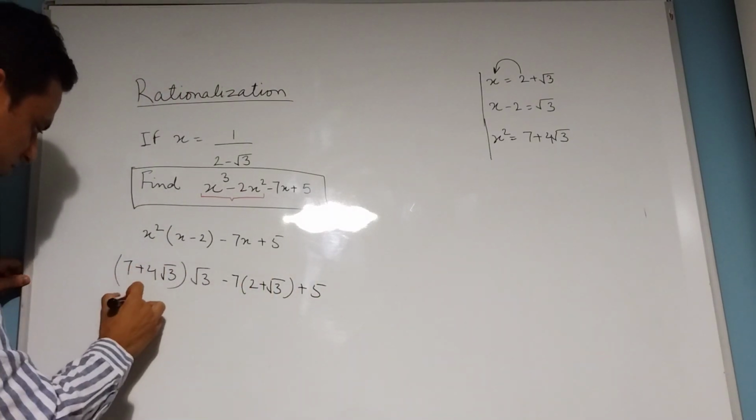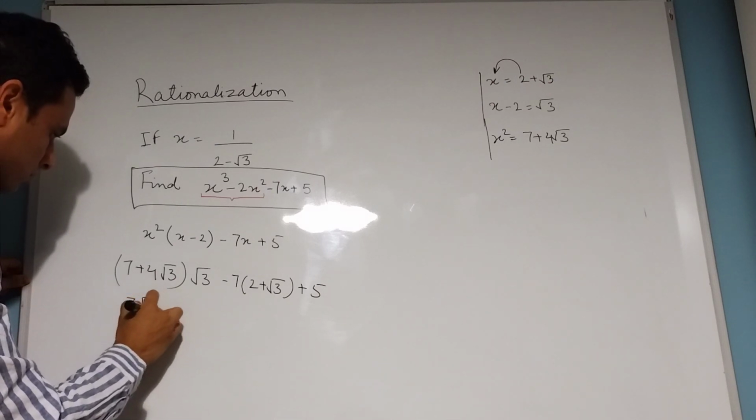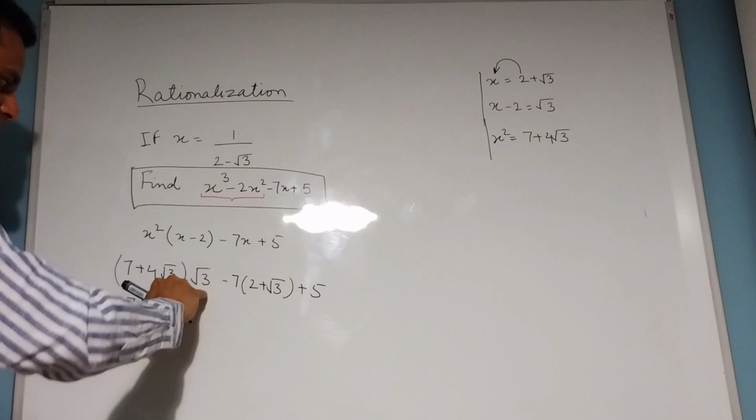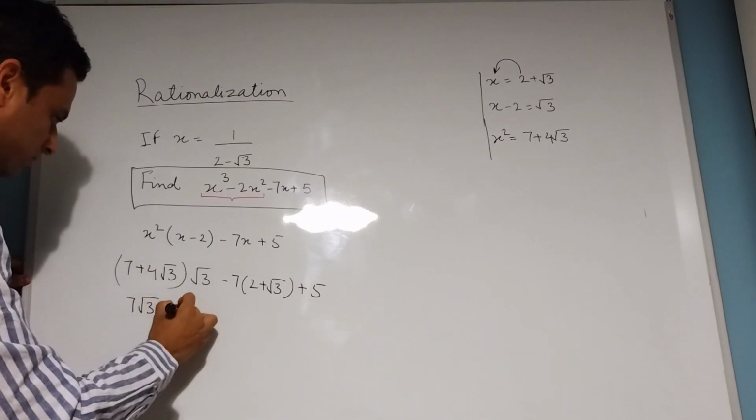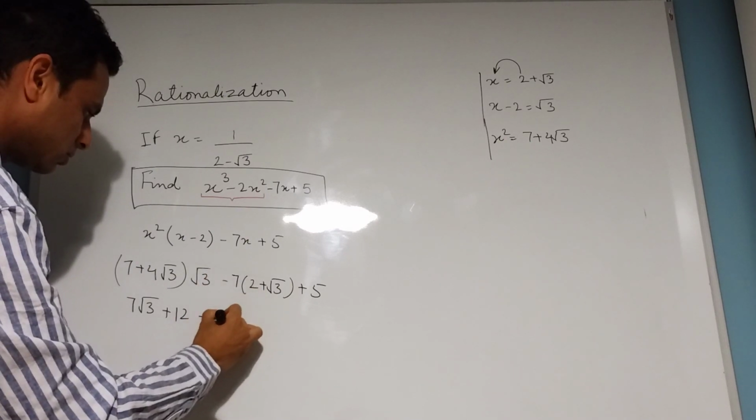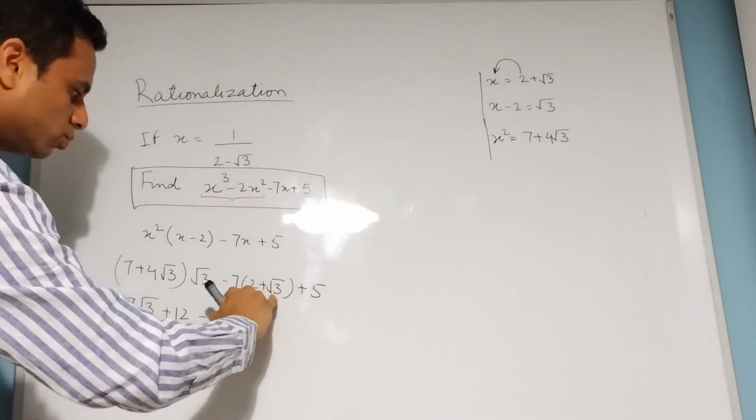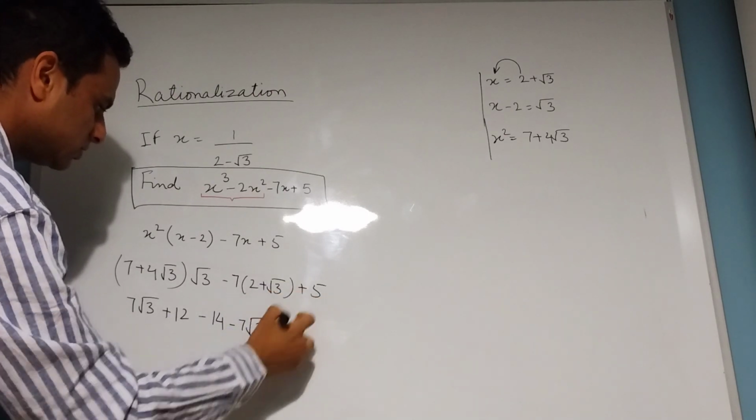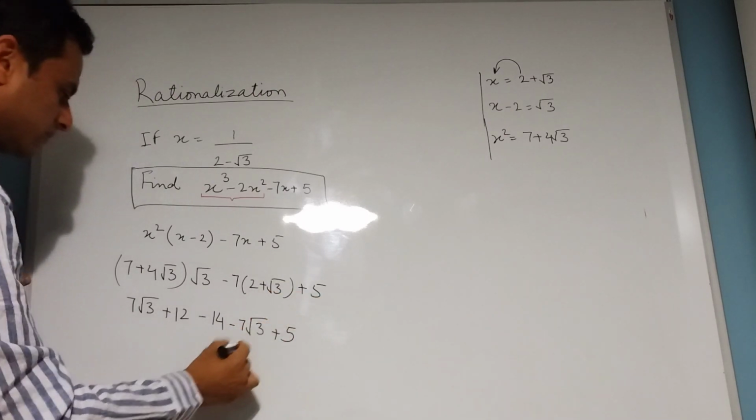7 times root 3 is 7 root 3 plus 4 root 3 times root 3 is, so root 3 into root 3 is 3. 4 times 3 is 12, minus 7 times 2 is 14. Minus 7 into root 3 is minus 7 root 3 plus 5.